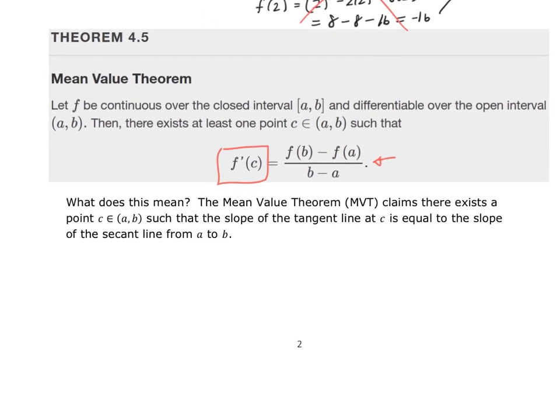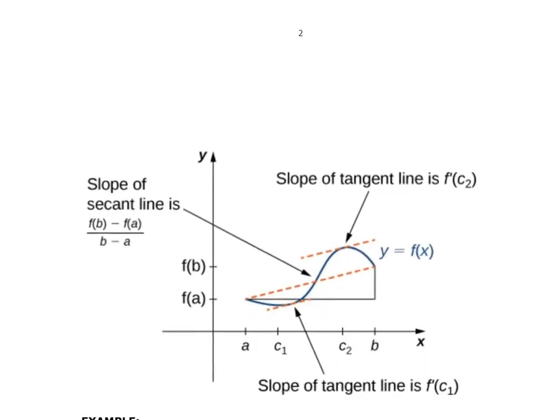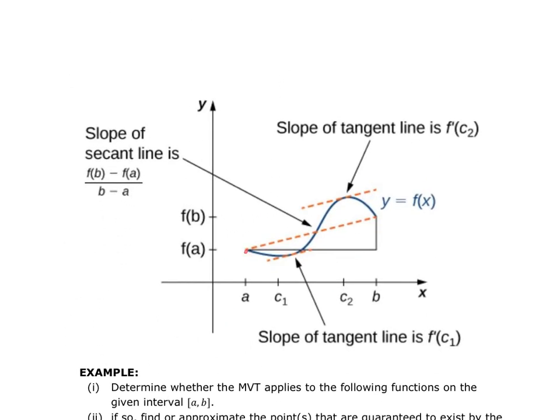The mean value theorem is generic, and Rolle's theorem is a special case. So here's an example pictorially: here's my f of a, here's my f of b, here's the secant line between them. There must be at least one place, and in this example I have two places, in which I have tangent lines that are parallel to that secant line.